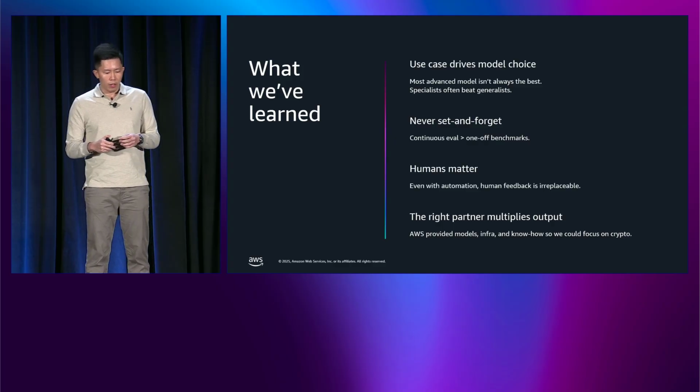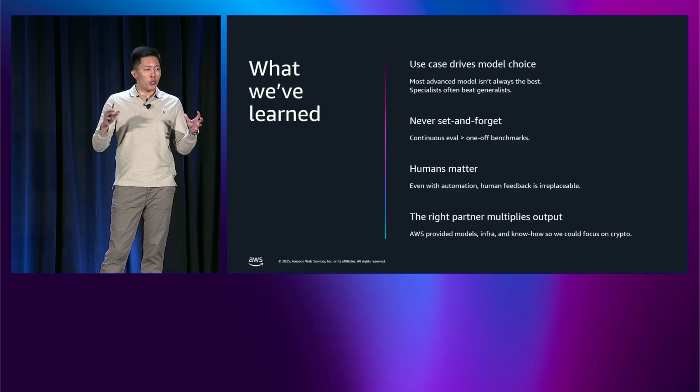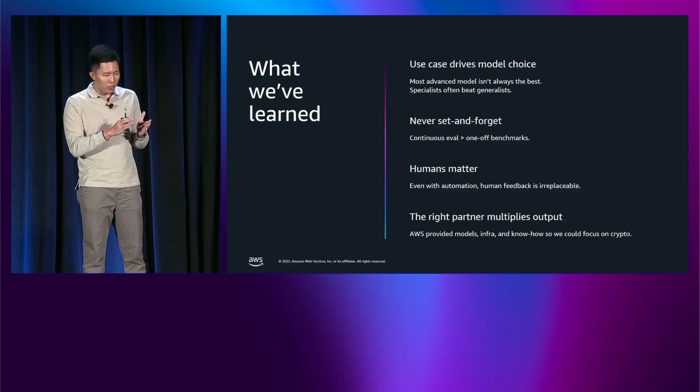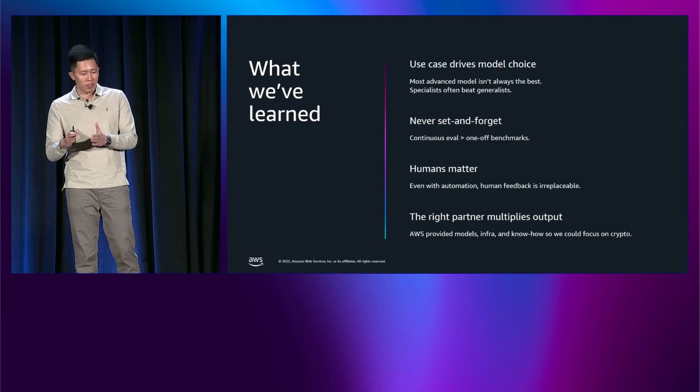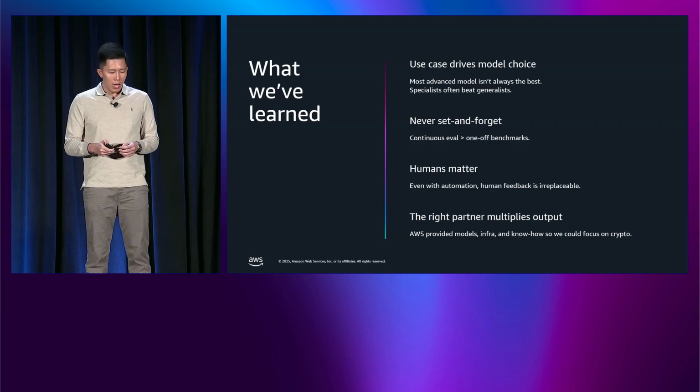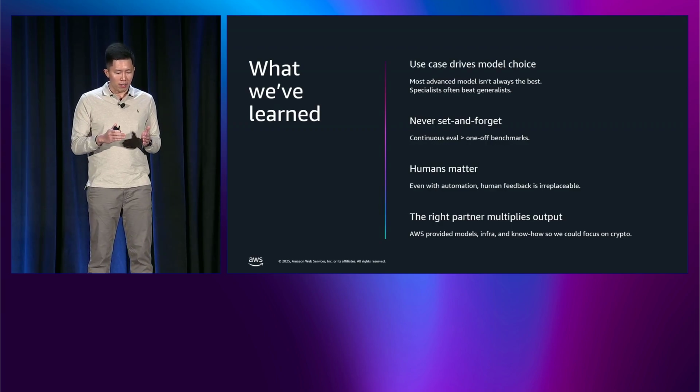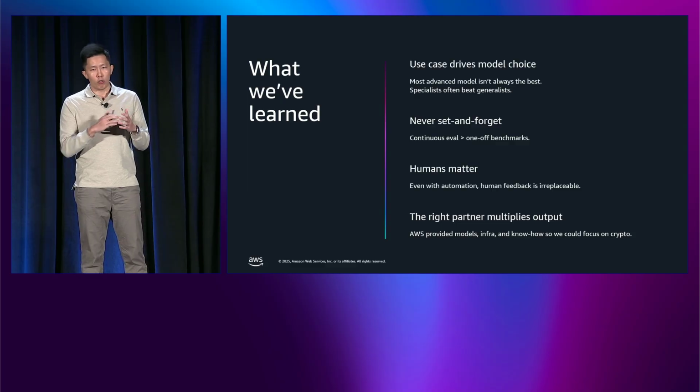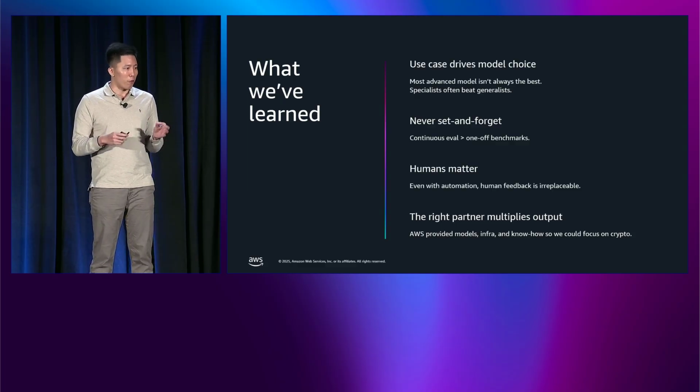The third is humans matter. As much as we try to automate everything away, what we found is that humans alone or humans combined with AI brings us the best insights. And the fourth is the right partner multiplies output. AWS has been super helpful. Amazon Bedrock has been super helpful, and you need to pick the right inference partners.